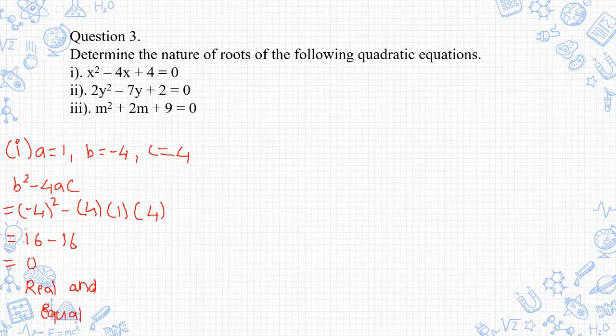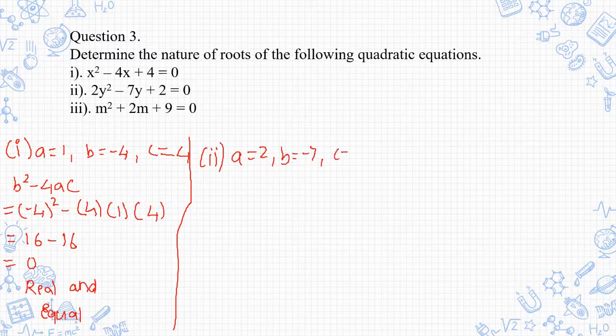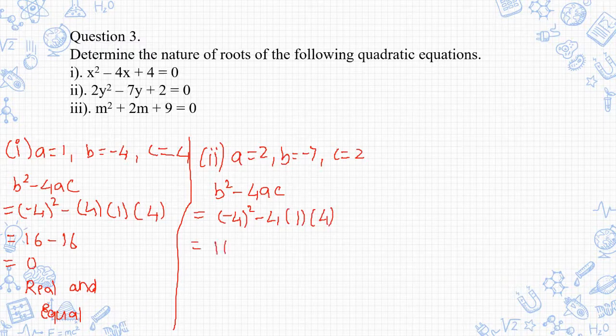Similarly, let us do the second one. Find the values of a, b, and c. A is 2, b is minus 7, and c is 2. Find the value of the discriminant b square minus 4ac. So b square, that is square of minus 7.